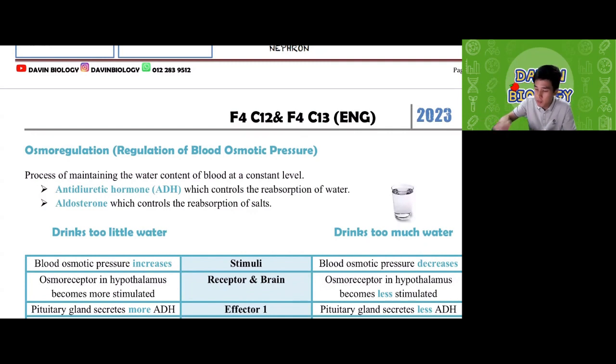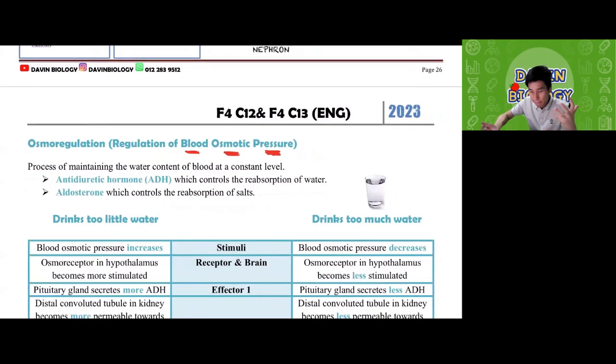Osmoregulation is the regulation of blood osmotic pressure. So blood osmotic pressure means the water pressure in your blood. Blood osmotic pressure is a bit different from blood pressure. Blood pressure is whereby your heart pumps faster, your blood pressure is higher. Now, blood osmotic pressure is your blood pressure as affected by the water level in your blood. So let's say this is your blood vessel.